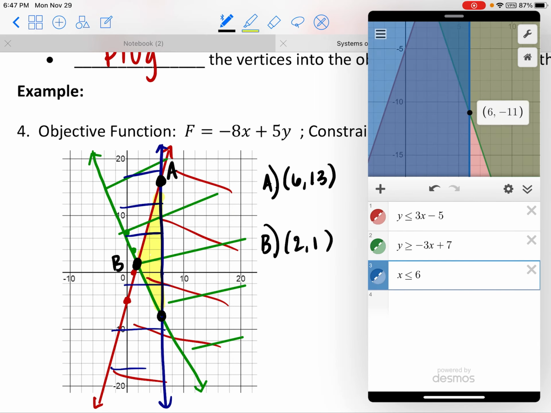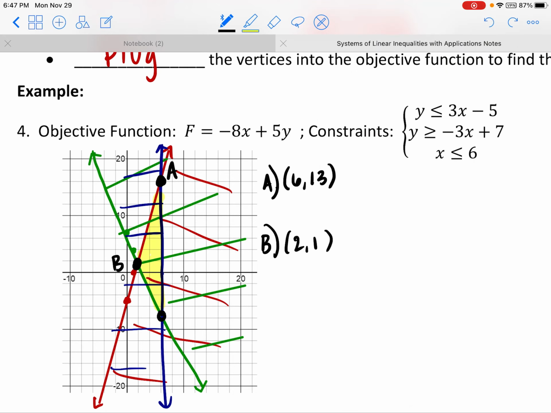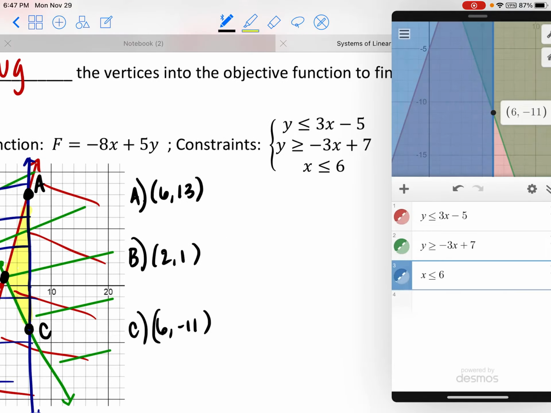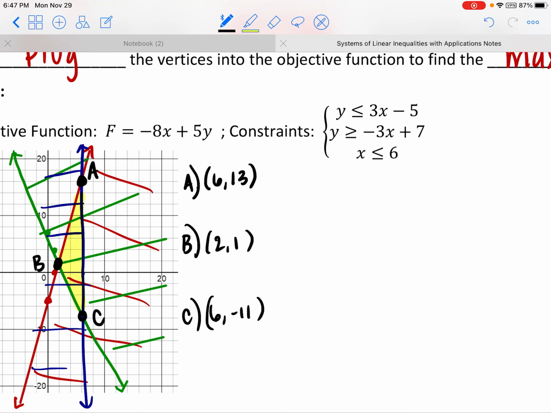So this is 6 and negative 11. Yeah, so that one's a little off on my paper. Let me call that C. Let's try to be consistent here. And that was 6 and negative 11, right? Let's make sure. Yeah. Okay, so now that I have those vertices, they are going to get plugged into our objective function.